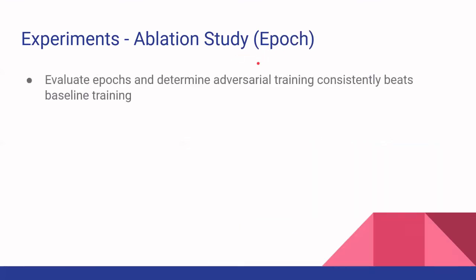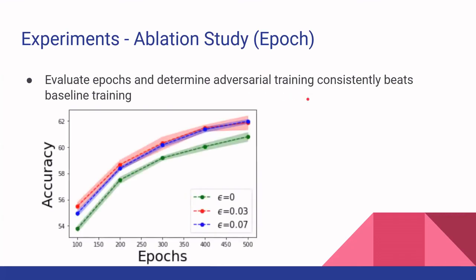Another thing they looked at is evaluating the number of epochs during adversarial training. They found that regardless of the number of epochs, the adversarial examples outperform the baseline model. And if you look right here, with epsilon equals 0.07, it requires more epochs to converge for pre-training as compared to epsilon equals 0.03. And they found that as they increase the number of epochs, the convergence speed and embedding performance improved.